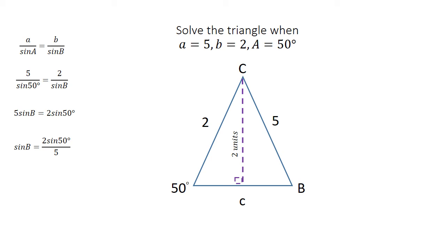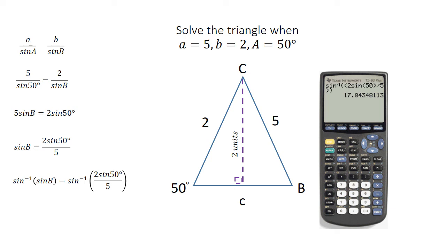To get the B by itself, we're going to take the inverse sine. Remember, a function and its inverse composed with one another leaves you with the variable. So here, we're going to take the inverse sine of both sides to keep our equation in balance. With that, on the left hand side I'm going to end up with the B, and on the right hand side I'm going to end up with 17.8 degrees as the measure of my angle.